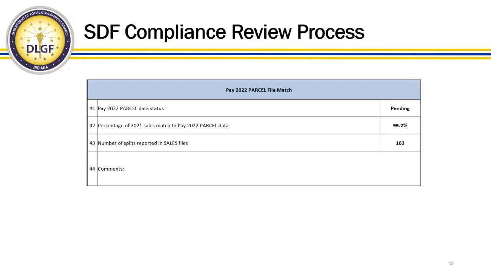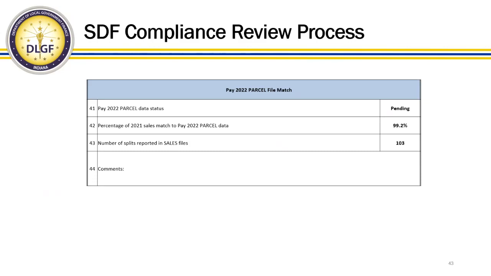And then once you get past that part of the compliance report, we provide a section of the compliance report for the parcel file match. So basically what this is going to show is the status of your page 22 parcel file, which all counties will be listed as pending, since you just recently received your compliance reports from the data team during the past few weeks, and all counties have been deemed pending with their real property data. So that will say pending in line 41.